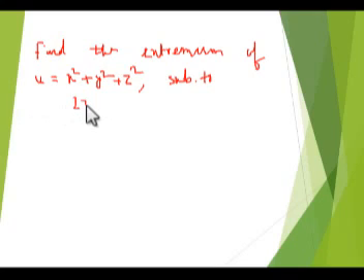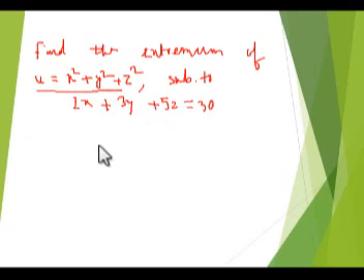2x plus 3y plus 5z equal to 30. We have to find the extremum value of u through the Lagrange method of undetermined multipliers, with the given condition that 2x plus 3y plus 5z equal to 30. So how will we solve this? Let's see.